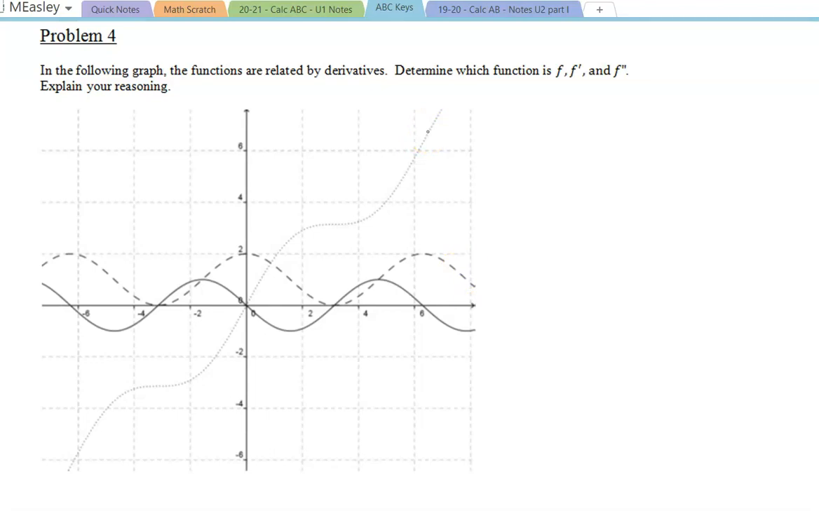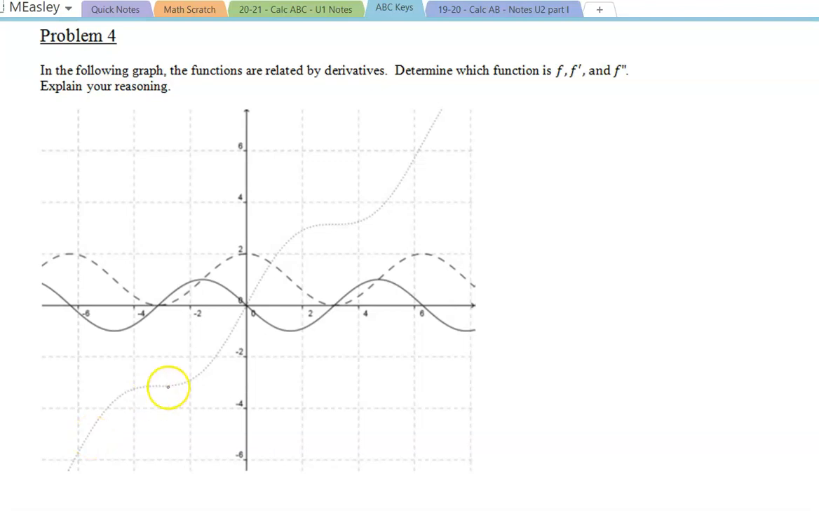So stop this and take a minute and look at the relationships between where some are increasing and decreasing, or may have extrema, or are positive or negative, and see if you can identify which one is which. Okay, so the way that I'm going to think about this is I'm going to start by looking at this one right here. It kind of stands out a little bit. And I see that this one appears to be increasing everywhere, this dotted one.